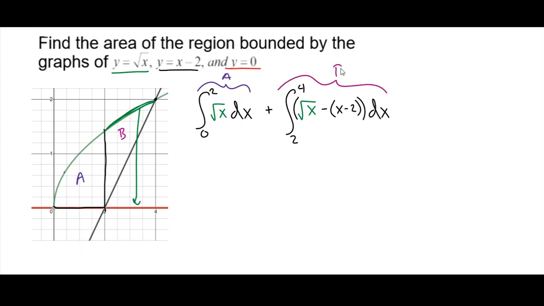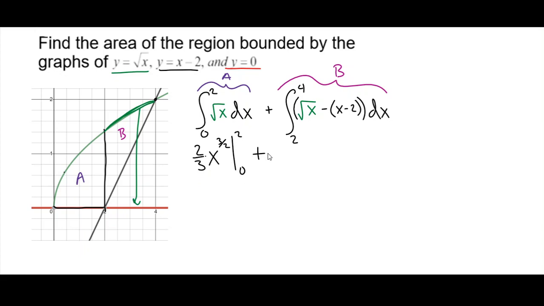This, of course, is the region B. So let's go ahead and calculate this integral just to see what this area is going to come out to be here. The integral from 0 to 2, this one right here is x to the 1/2. If I do the integral with the power rule, this is going to become x to the 3/2 times 2 over 3. This will be evaluated from 0 to 2.